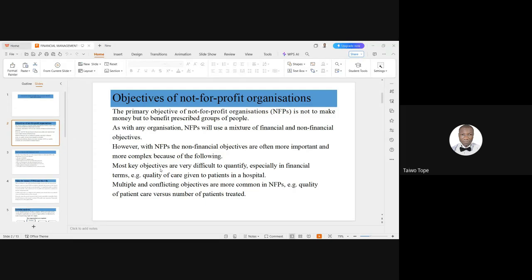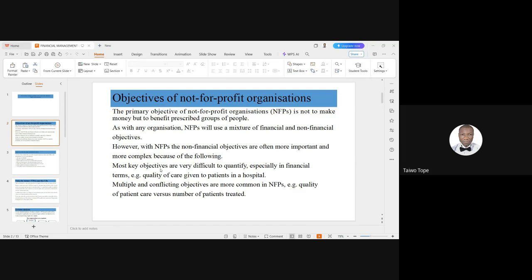So based on the slide, the primary objective of a not-for-profit organization is not to make money, but to benefit prescribed groups of people. Yes, to benefit prescribed groups of people. As with any organization, not-for-profit making organizations use a mixture of financial and non-financial objectives. Yes, but with not-for-profit organizations, the non-financial objectives are often more important and more complex. Yes, because they are not out to make profit.